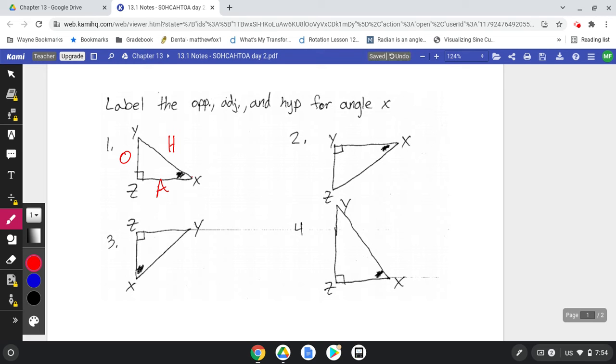Okay, so if you want, you can pause it and try 2, 3, and 4. Just draw a little picture and try them. So on this next one, the hypotenuse, once again, is right here, the longest side. Adjacent is next to angle X. And then opposite is on the other side of the triangle. Number 3, the hypotenuse is here. Opposite of X would be here. Adjacent to X would be there. And on the final one, number 4 here, hypotenuse, the adjacent is beside, and the opposite is across the triangle.